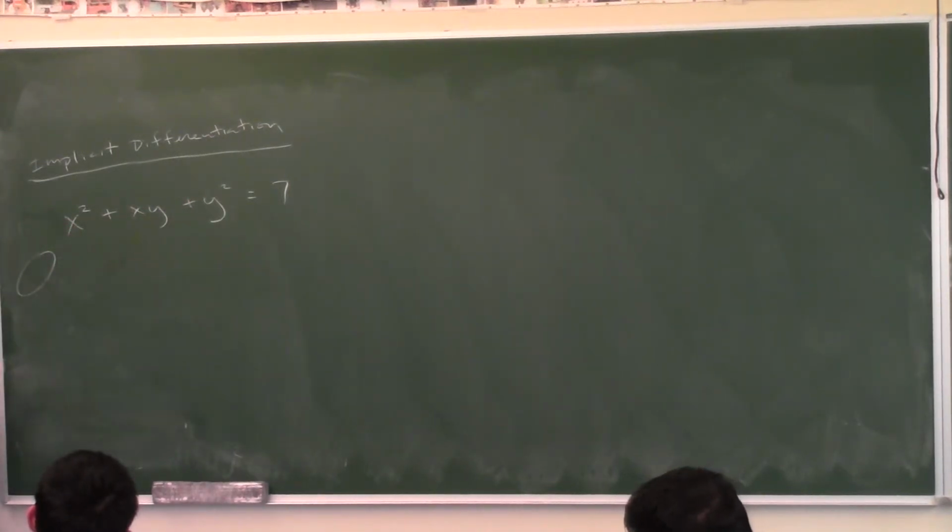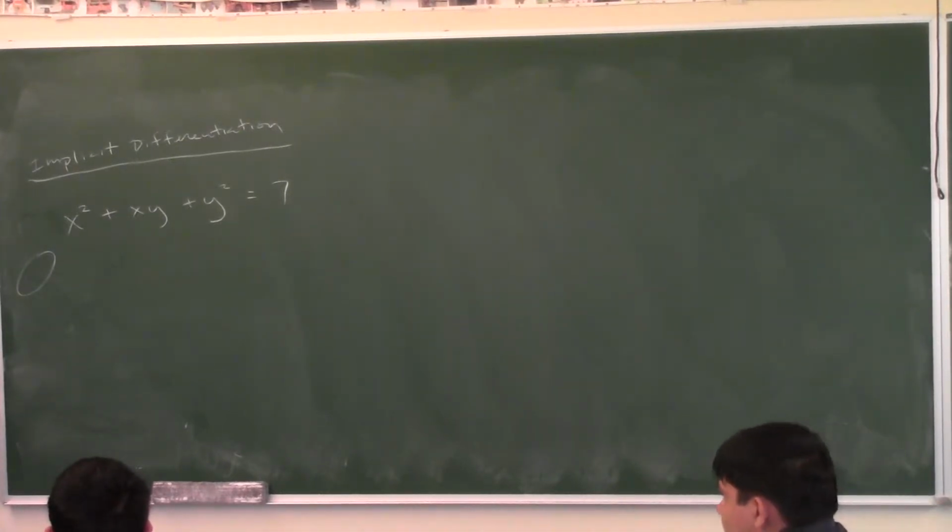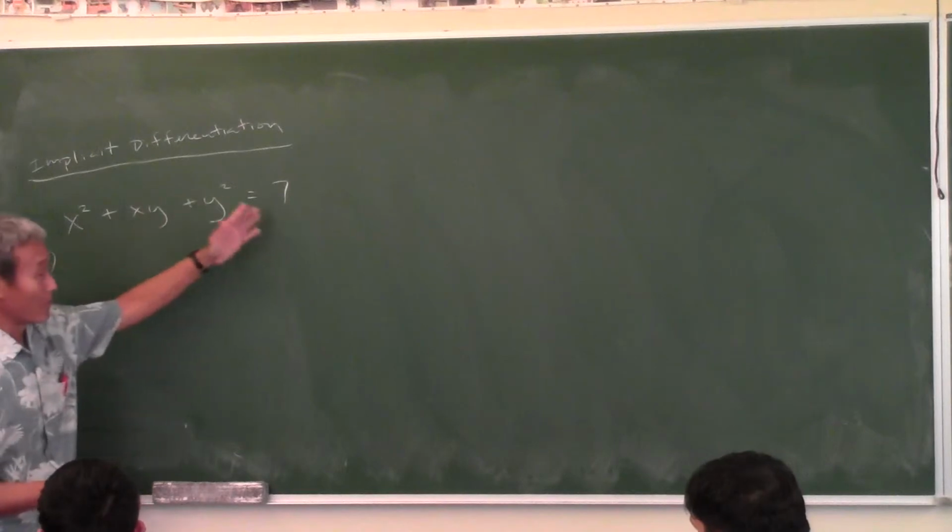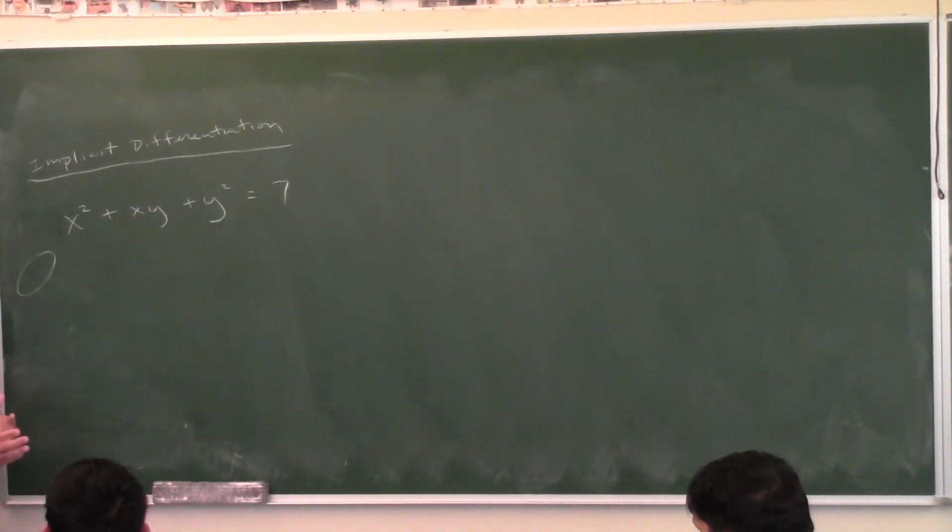Is it difficult to solve for y? Yes, it's very difficult. You would have to use the quadratic formula to solve for y. So, if you have an equation where it's difficult or even impossible to solve for y, we're going to use implicit differentiation. Okay, so watch what I do. This is just a technique now. What I'm going to do is take the derivative of both sides of this equation with respect to x.